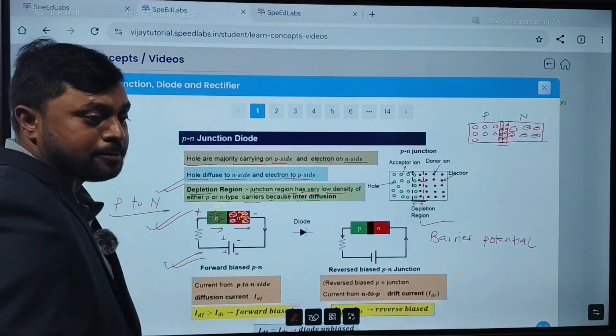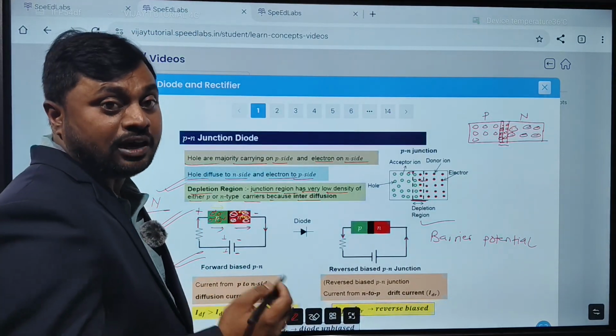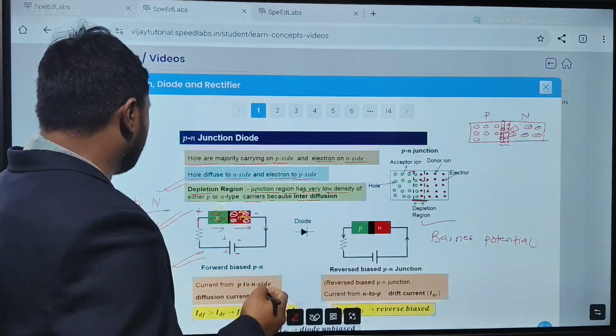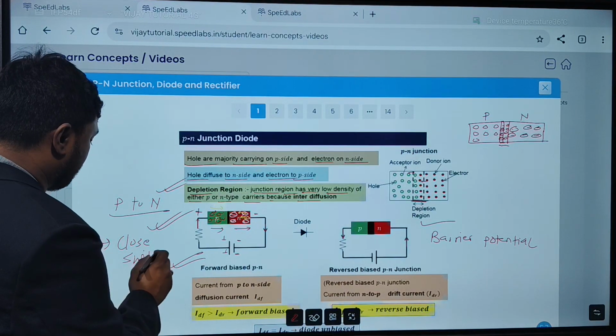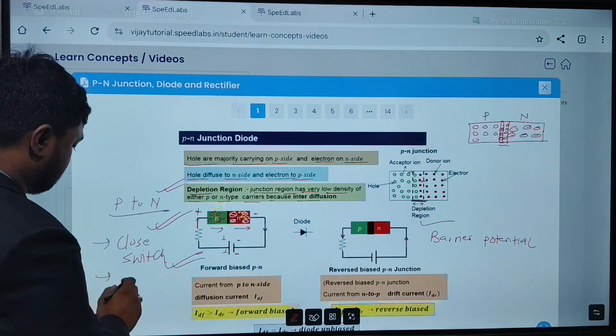In this case, what happens? The diode conducts. Diode acts as a closed switch. And the diode conducts.